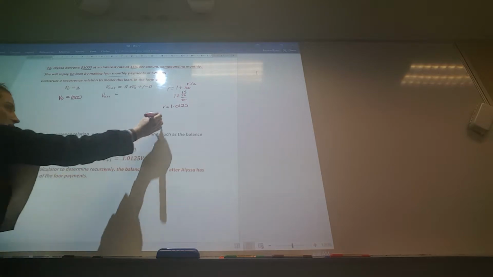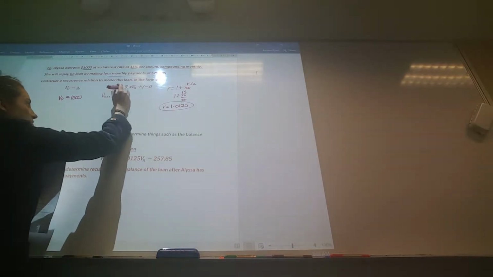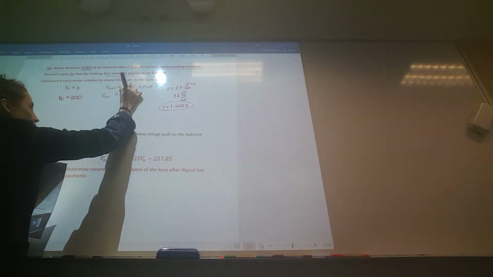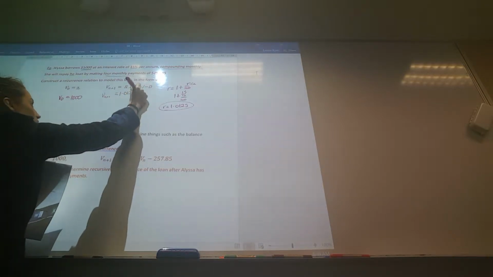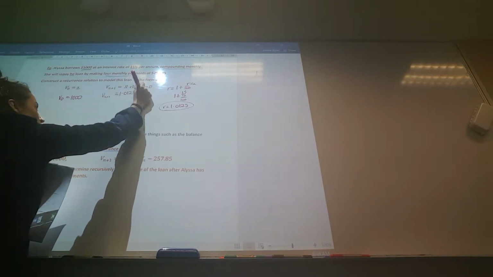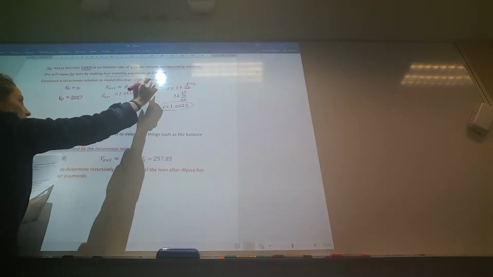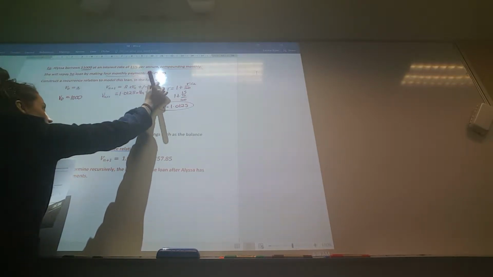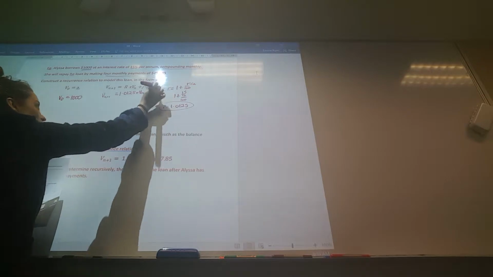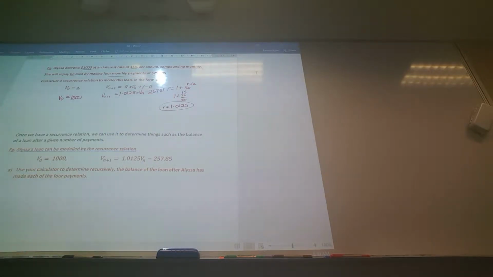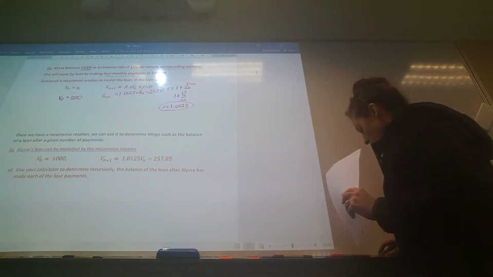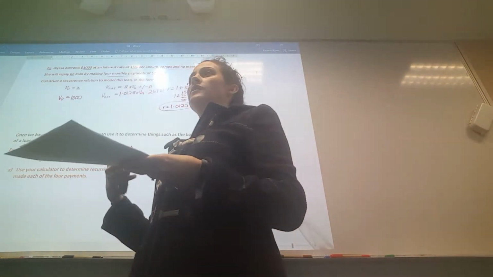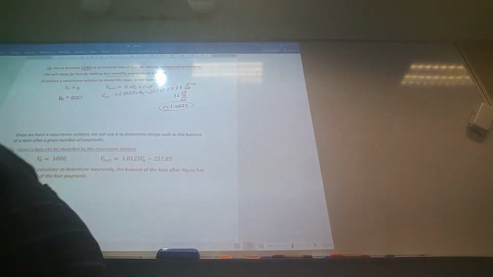All right. So once we have this number, we can use that as our ratio in here. 1.0125 times Vn, and we are taking away the payments, $257.85.